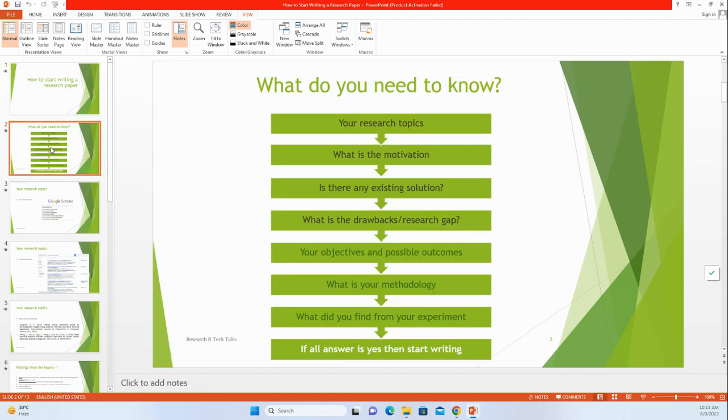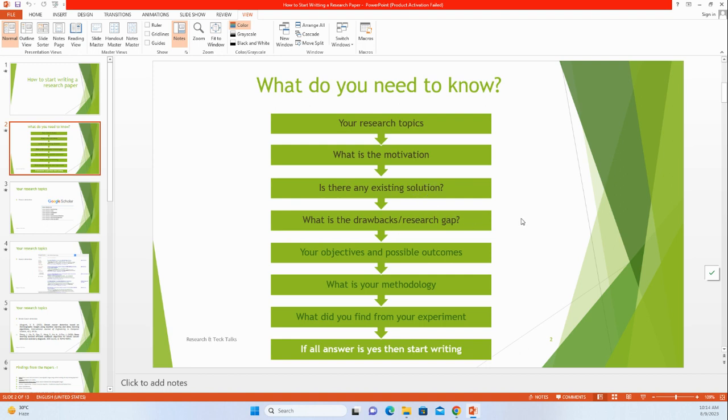Before you start writing, what do you need to know? At first, you need to know your research topic. That means what you want to do, and what is the motivation behind this research topic. If you get a good motivation, then is there any existing solution? If no, then you can start from here. If yes, then what are the drawbacks or research gaps? That means, do the existing solutions have any problem or not?